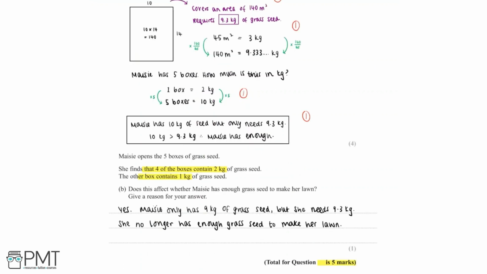And in part B, we get the fifth mark for realising that Maisie only has 9 kilograms of grass seed, but she needs 9.3 kilograms, and so she no longer has enough grass seed to make her lawn, allowing us to achieve the full 5 marks needed in this question.